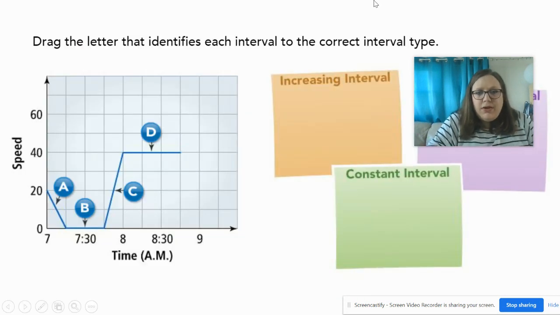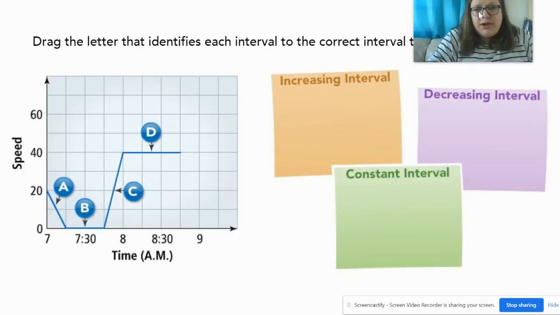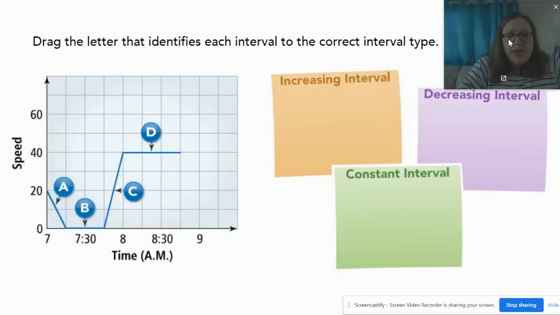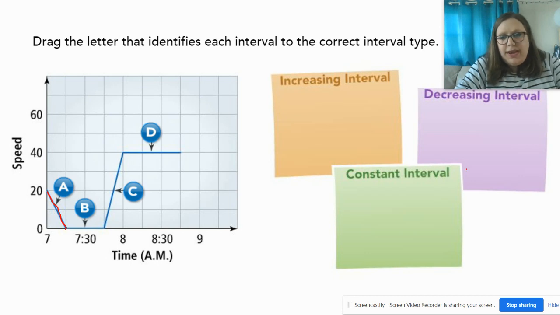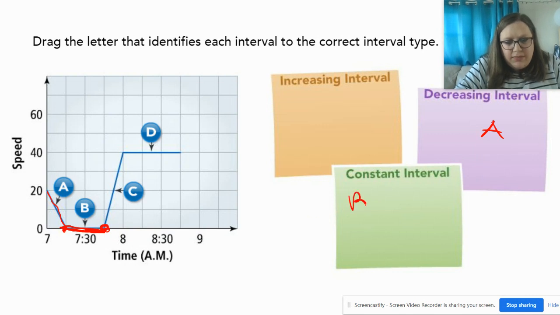All right, drag the letter. We're not going to do that because we can't, but I'll just write them. Drag the letter that identifies each interval to the correct type. So interval A is decreasing. So we're going to write A there because that's going down. Interval B here is constant because it makes a straight line. Well, I mean, they all make straight lines. I should say a horizontal line. Interval C is increasing.